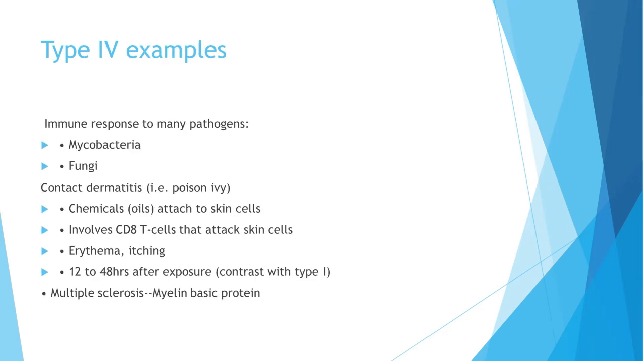The immune response to many pathogens, for example mycobacteria and fungi, is through type 4 hypersensitivity. Another important reaction is contact dermatitis, such as poison ivy. The chemical or oils attach to skin cells, and CD8 T cells attack the skin cells. There is erythema and itching 12 to 48 hours after exposure.